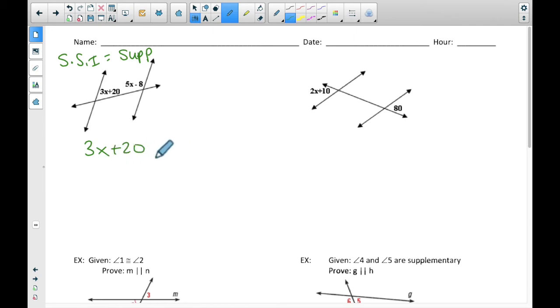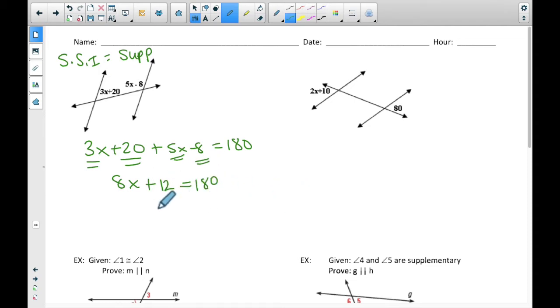So 3x plus 20 plus 5x minus 8 equals 180. Remember, when they're on the same side, like on the left here, we add the 3x plus the 5x together, and we just say it's 8x. And then we add the 20 and the minus 8 together, and we say that that's 12.